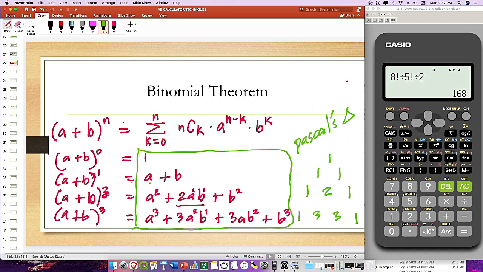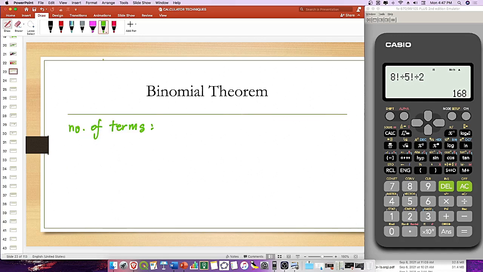The number of terms is simply, for example, 1 term if n equals 0. You have 2 terms if n equals 1. You have 3 terms if n equals 2. You have 4 terms if n equals 3. So the number of terms can be defined as n, which is the exponent, plus 1. That's the number of terms.